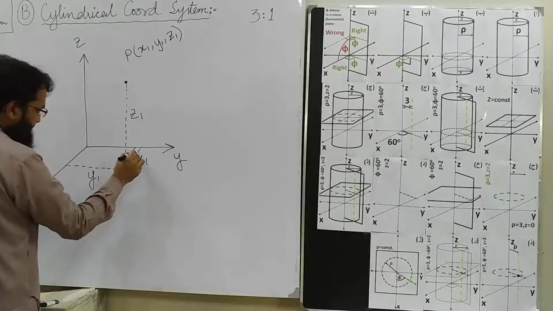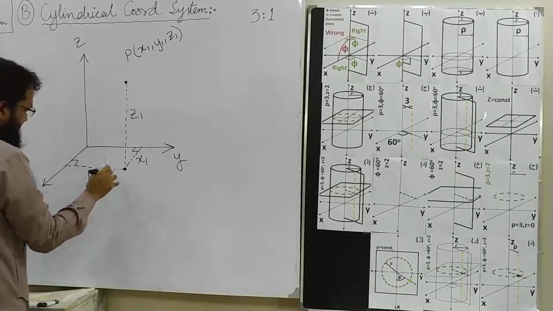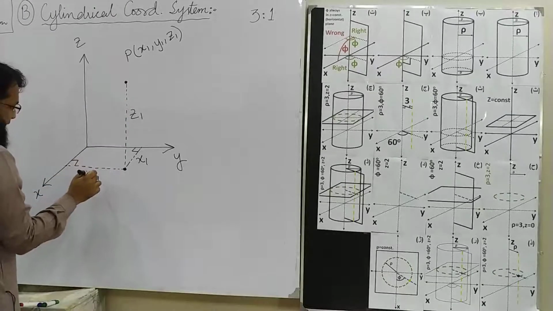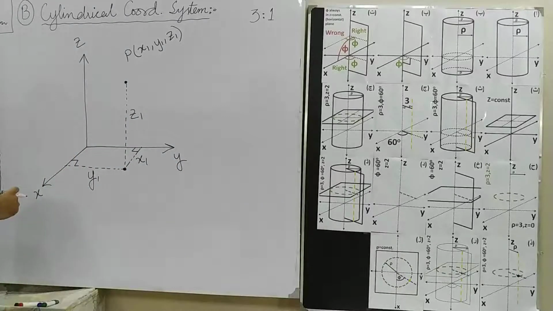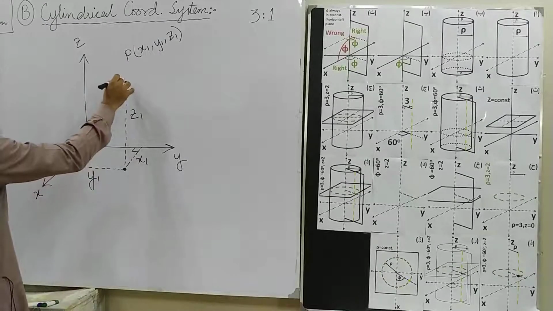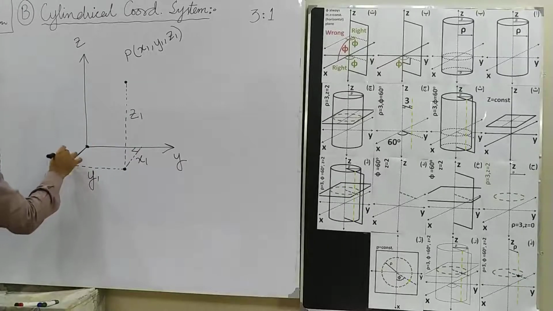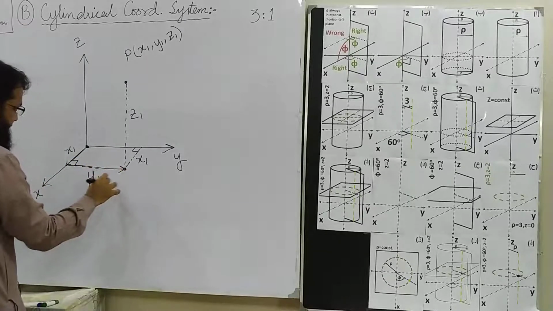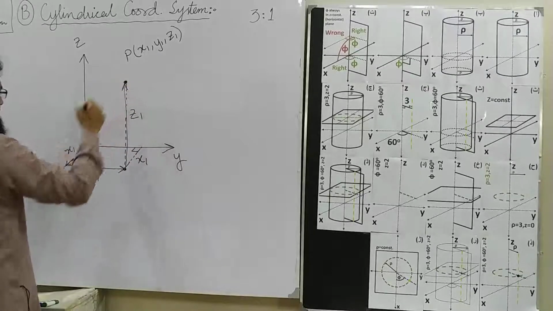So this is perpendicular, and this is also perpendicular. This line is perpendicular to the xy plane. Okay, so this is a point. If you want to reach this point from the origin, we would say move in the direction of x, how many units? x1 units. Move in the direction of y, how many units? y1 units. Move in the direction of z, how many units? z1 units, and you will reach this point.